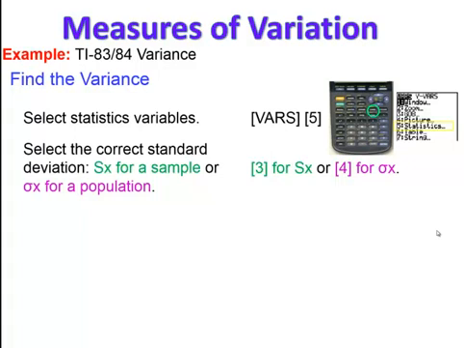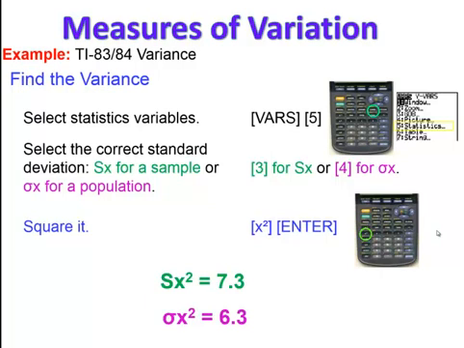So you're going to choose either the 3 or the 4, whether you're getting the sample variance or the population variance, and you're going to use the square button. If you chose 3, you hit 3, and then you hit the square button, which has that x squared, and you hit enter. You should come up with 7.3 as your sample variance, or 6.3 as the population variance. So for the variance, you have to do a couple extra steps to find it using the calculator.